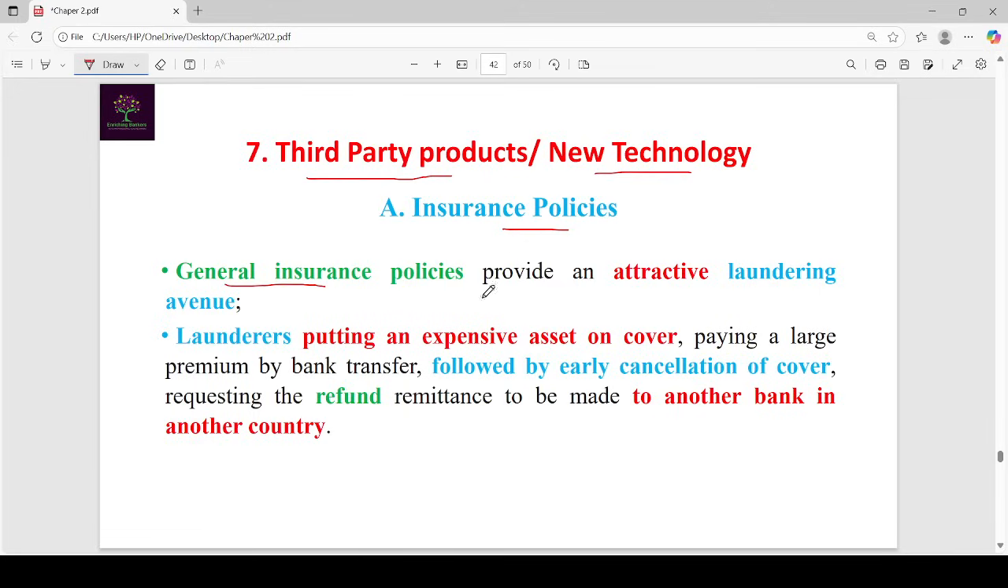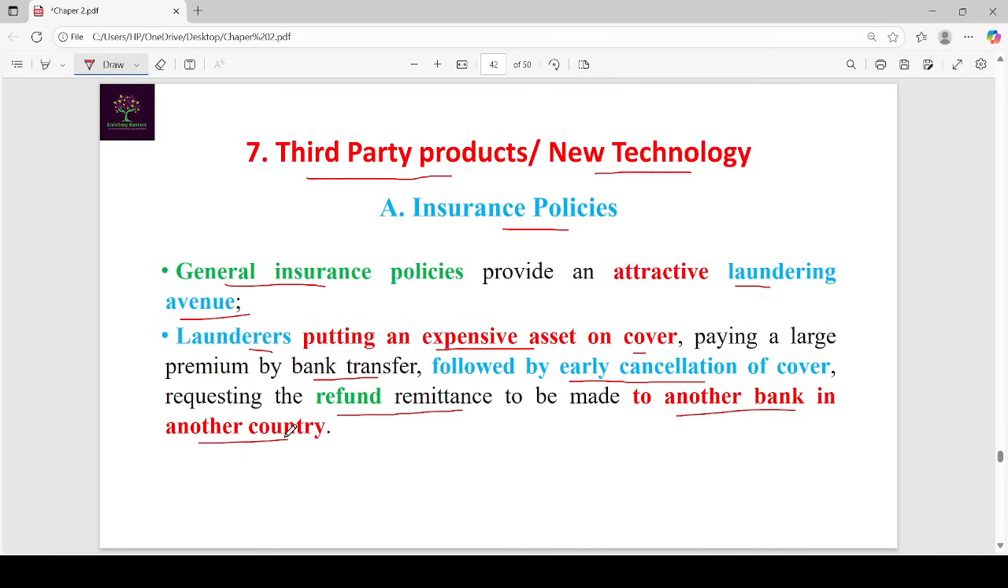General insurance policies provide an attractive laundering avenue. Launderers put an expensive asset on cover, paying a large premium by bank transfer, followed by early cancellation of cover, and requesting the refund remittance to be made to another bank in another country. In this method, money launderers purchase expensive assets and take insurance coverage for them.